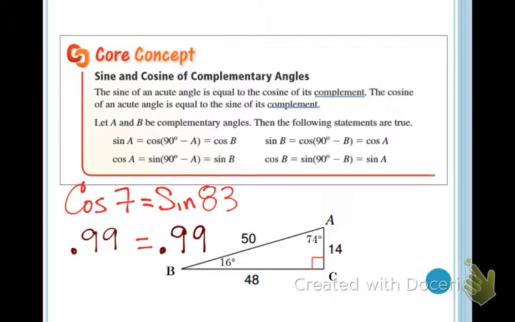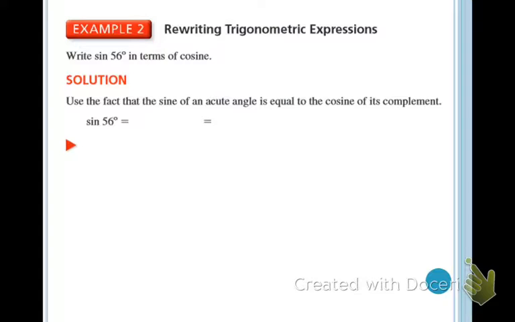So when you rewrite it, you go from sine to cosine or cosine to sine. Then you take 90 and subtract that number. You don't have to check it every time. I'm just showing you why and what in the world you're doing. So like this one. Write sine of 56 degrees in terms of cosine. This is our example. So we're going to take sine and write cosine. And then what are we going to do with this 56? Subtract it from 90.